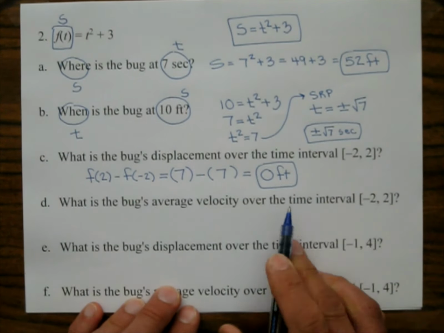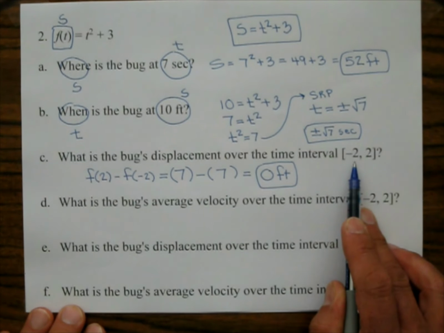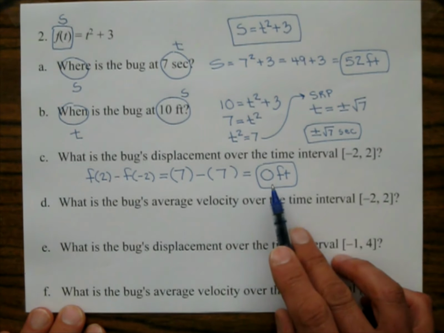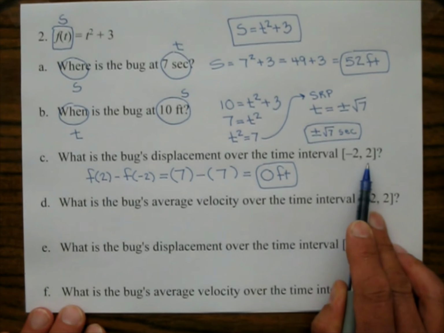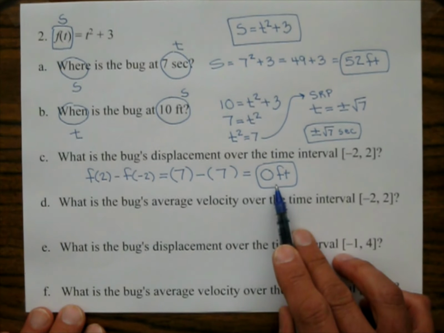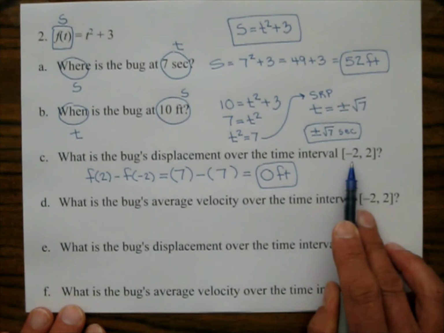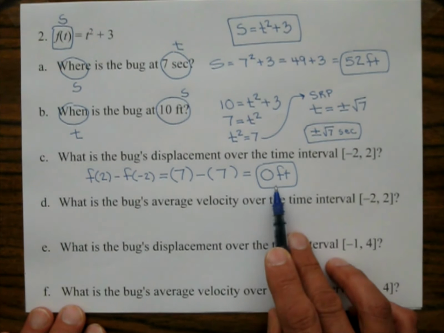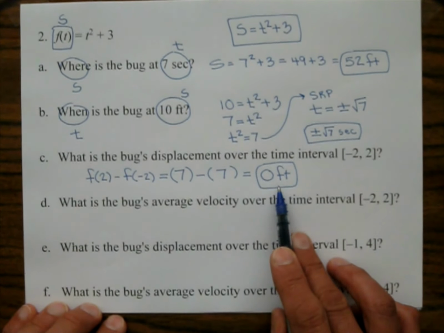What does that really mean? It means that at -2 seconds, the bug was probably standing at 7 on the number line. Now the bug was doing some movement in this time interval, but by the time we took a snapshot at 2 seconds, the bug was standing in the same position, so the displacement was 0. Displacement is just a snapshot from the first time to the second time. So in just those 2 times, it looks like he didn't go anywhere.